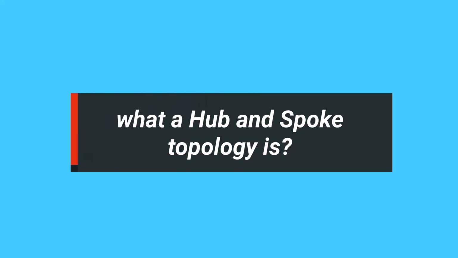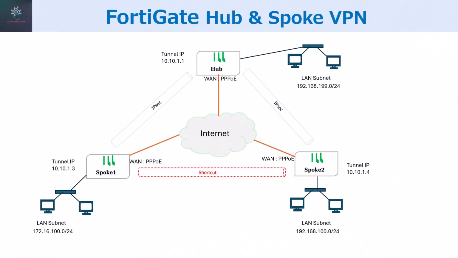Before we dive into the configuration, let's briefly explain what a hub and spoke topology is. A hub and spoke topology is a network architecture where multiple remote sites, or FortiGate units, the spokes, connect to a central firewall or gateway, the hub, to establish secure communication. This design is commonly used in VPN deployments or SD-WAN configurations, where remote offices, branch locations, or mobile devices connect back to a central location for routing, security, and policy enforcement.